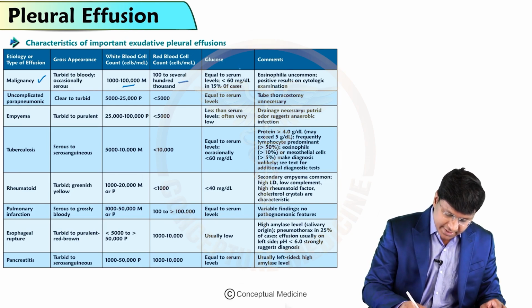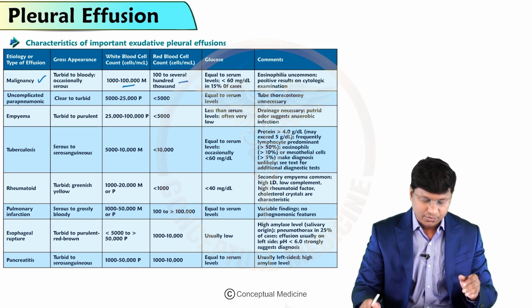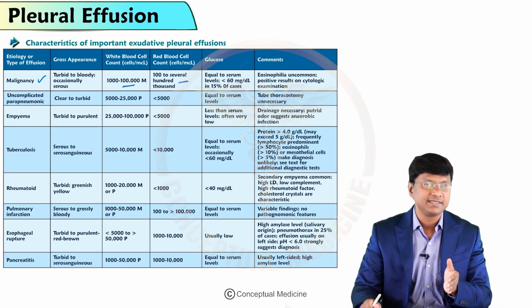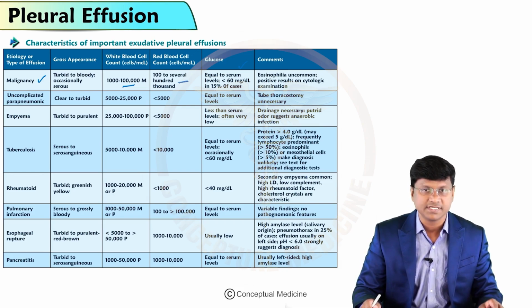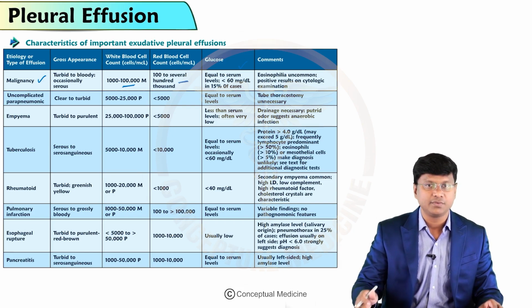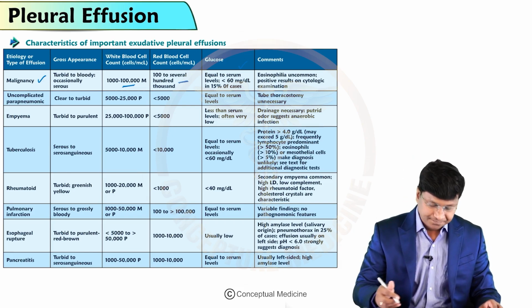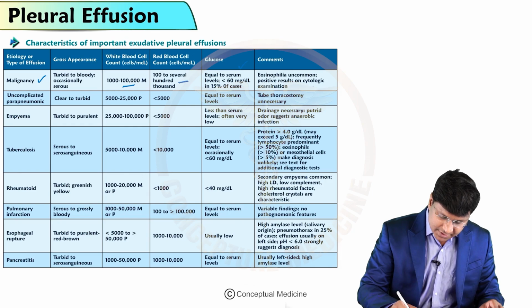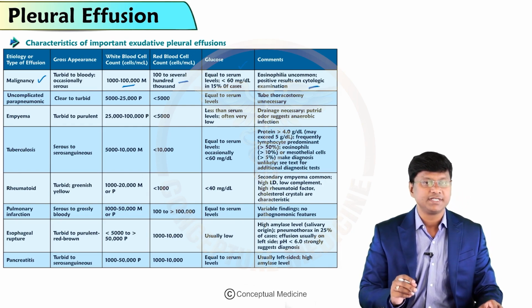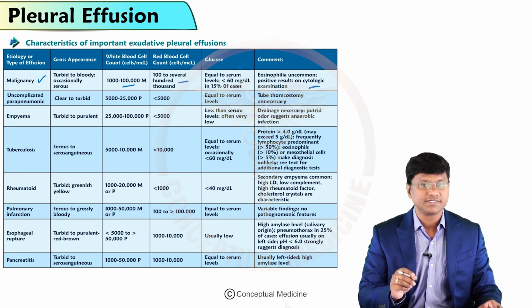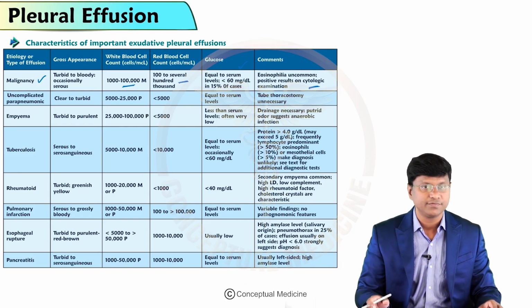And glucose is equal to that of the serum glucose, or it might be less than that of the serum glucose as well, but most of the time it will be less than that of the serum glucose, and occasionally it can be equal to that of the serum glucose level as well. And if you take the cytological examination, that will show the presence of the malignant cells or the mesothelial cells within the pleural fluid.